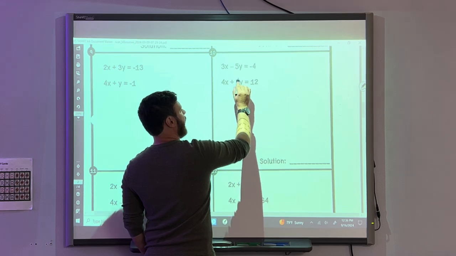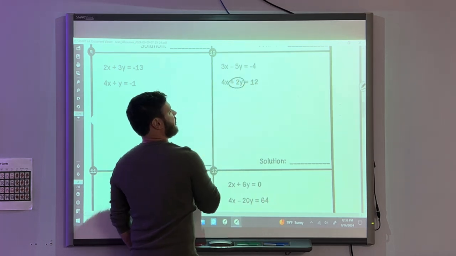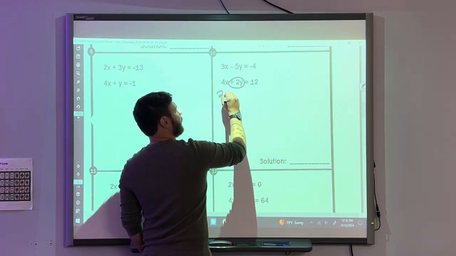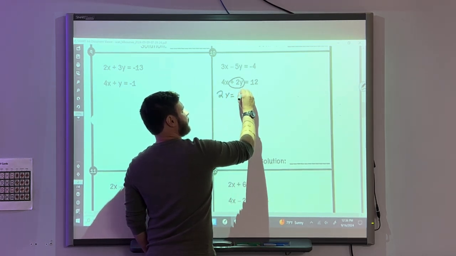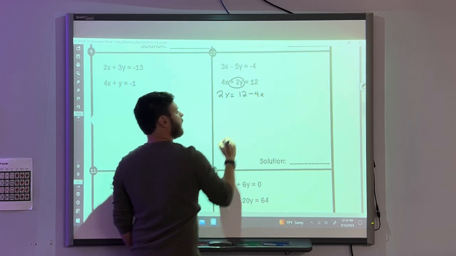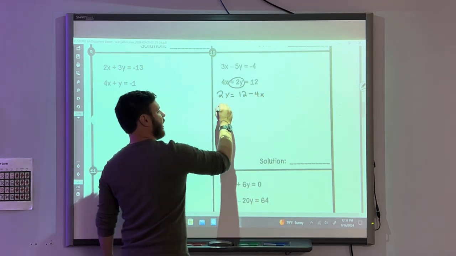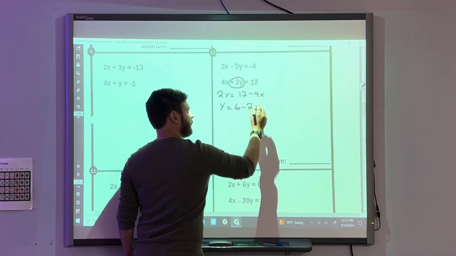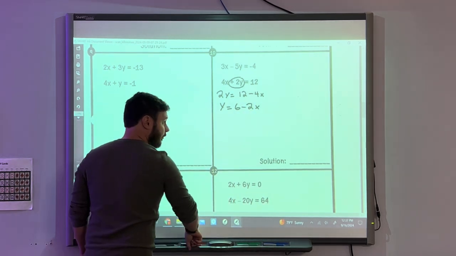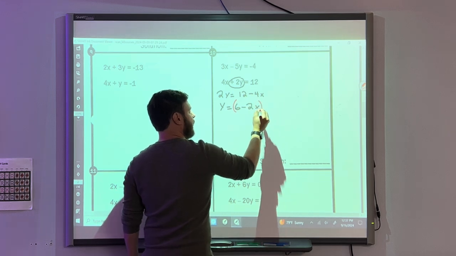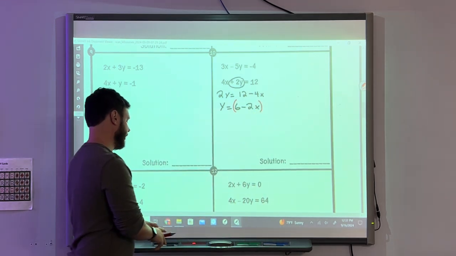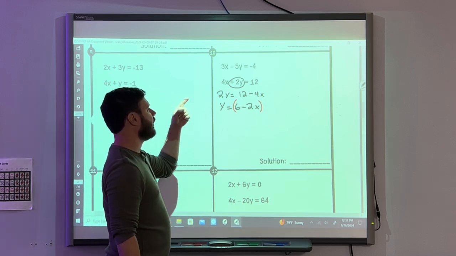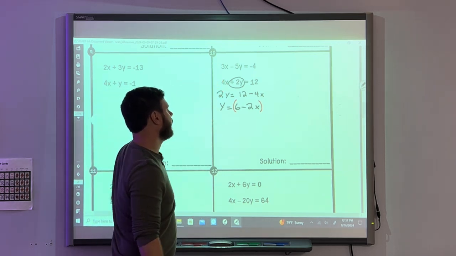Let's get this y all by itself. I'm going to subtract 4 x's from both sides. And now I'm going to divide everything by 2. Okay. Now I have y defined and I don't have any fractions. This is perfect. It's so much easier this way. I'm going to take that and plug it in for this one up here.